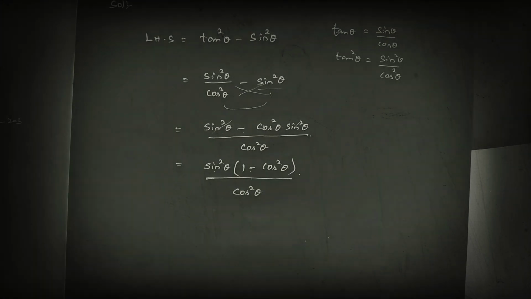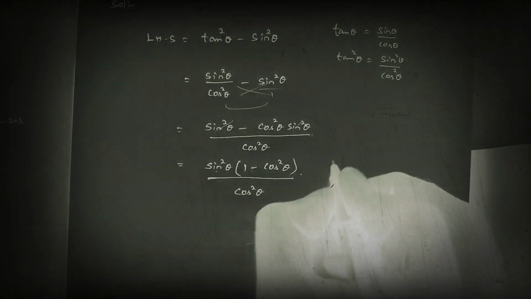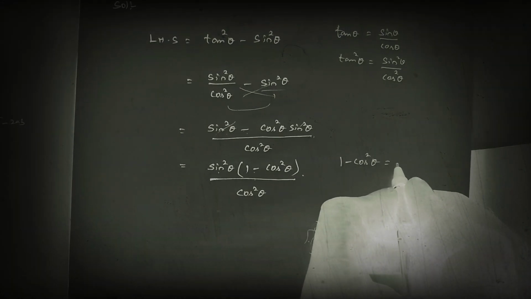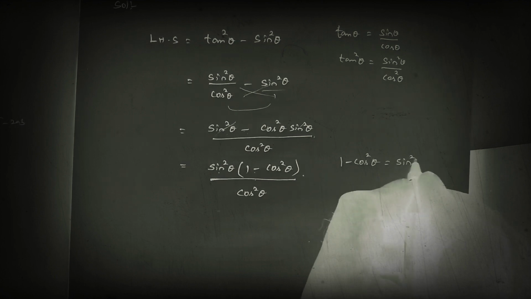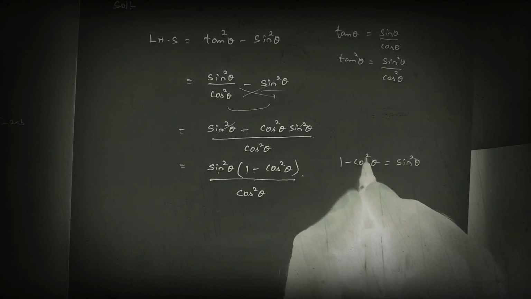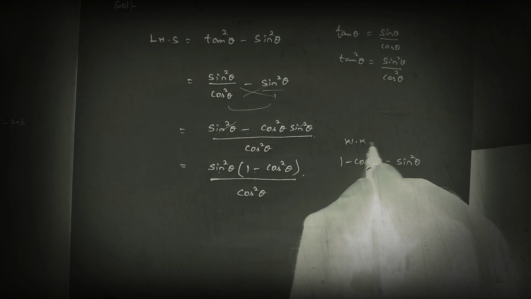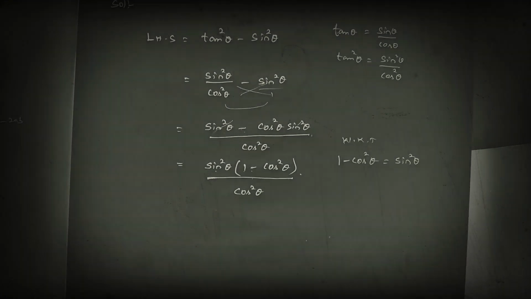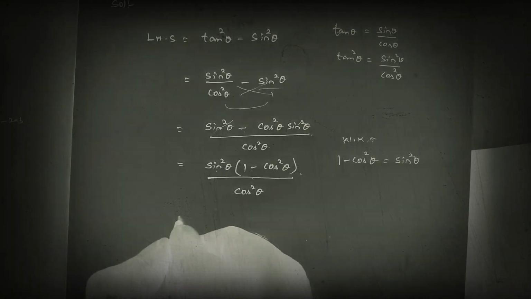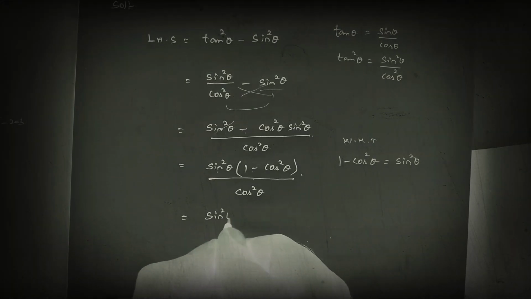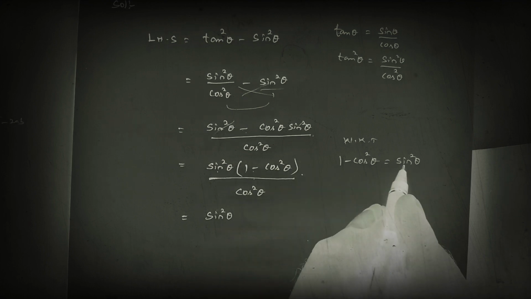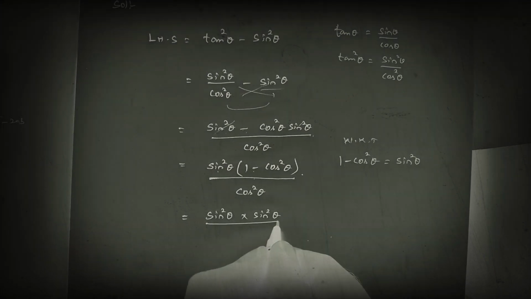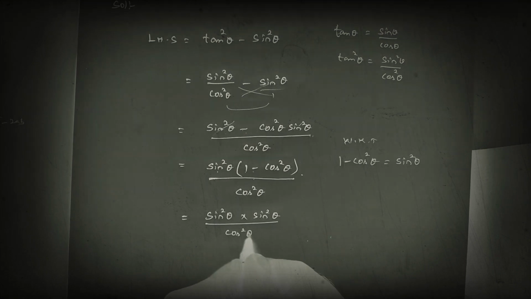Already we know that 1 minus cos square theta is equal to sin square theta. We know that from the identity. So instead of 1 minus cos square theta, I substitute sin square theta. So it is equal to sin square theta into, already one sin square theta is there, sin square theta, divided by cos square theta.